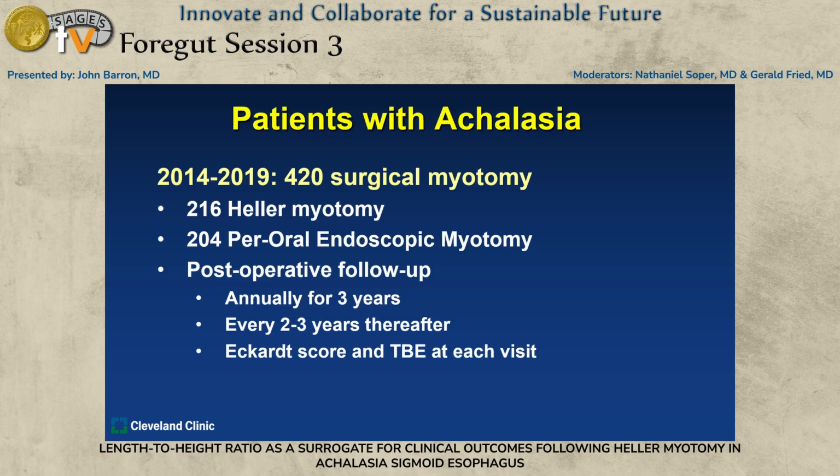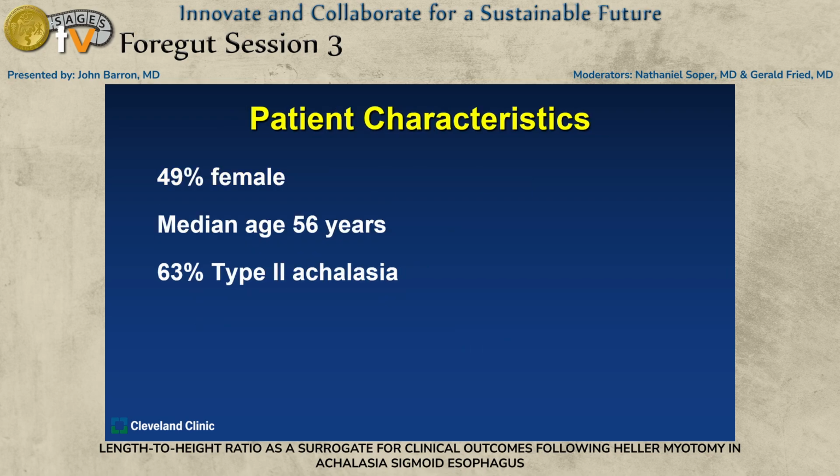From 2014 to 2019, 420 patients underwent surgical myotomy for achalasia at our institution, roughly half Heller myotomy and the other half POEM. They were followed annually, then every 3 years, and then every 2 to 3 years thereafter, with an Eckardt score and barium esophagram at each visit. Half were female, median age of 56, and about two-thirds with a diagnosis of type 2 achalasia.